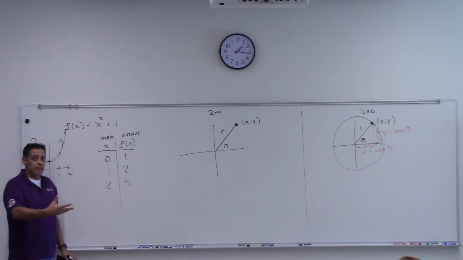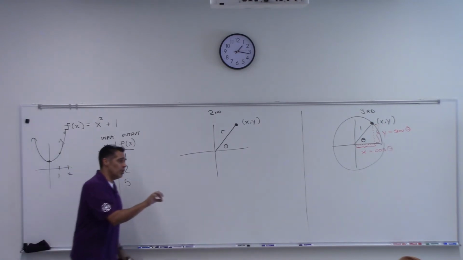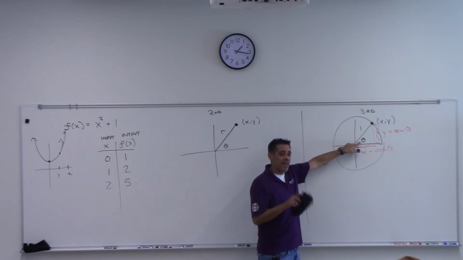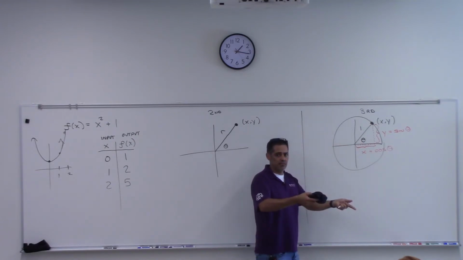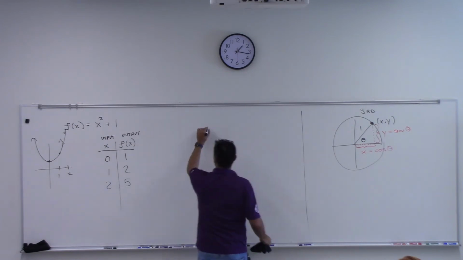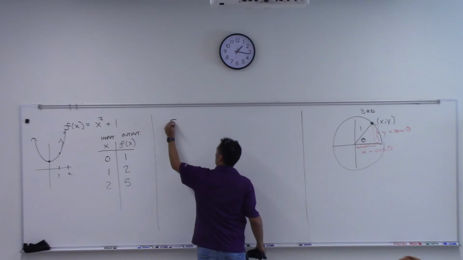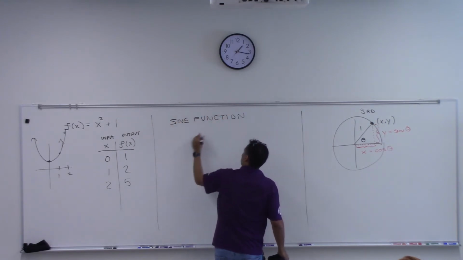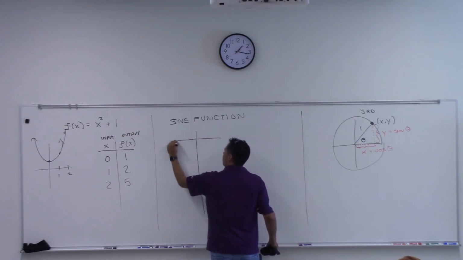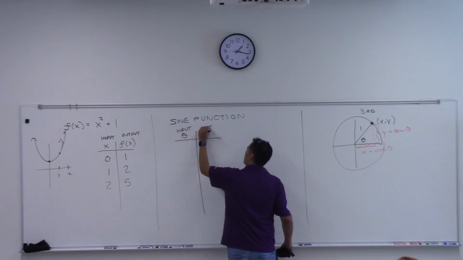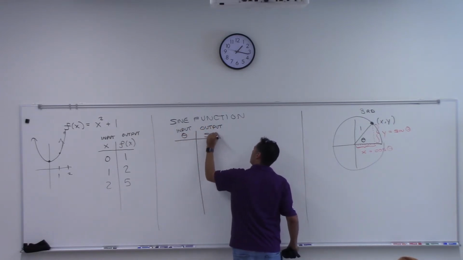I'm going to create this new function called the sine function. The input is the angle, theta. The input is the angle, and the output is whatever sine of that angle is. So for example, if I wanted to do a table, I'm going to talk about the sine function here. I could create a table right now where the input is the angle, and the output I want to be sine of the angle.